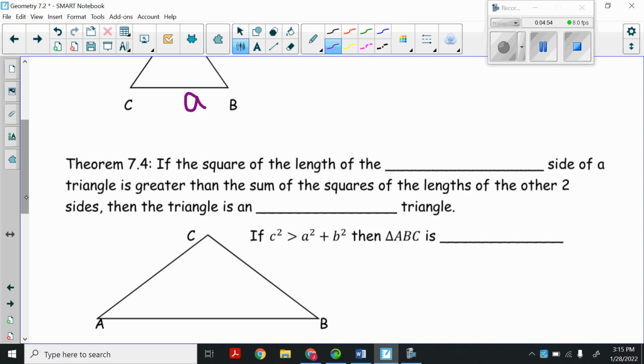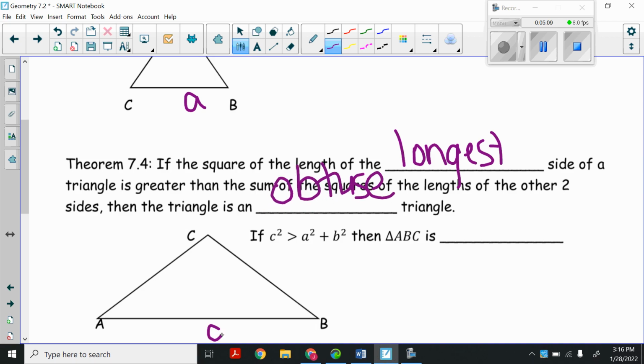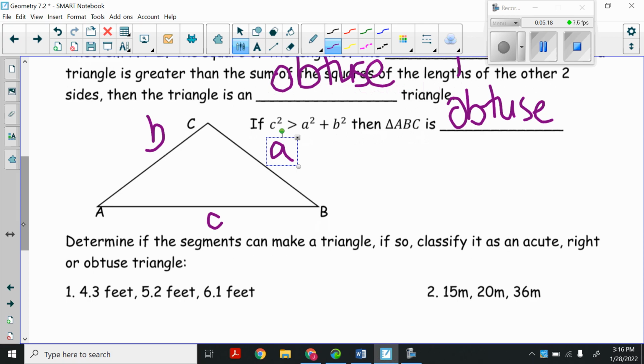Theorem 7.4: if the square of the length of the longest side of a triangle is greater than the sum of the squares of the lengths of the other two sides, then the triangle is an obtuse triangle. So if c squared is greater than a squared plus b squared, then the triangle is obtuse. If c squared equals, then it's right. If c squared is greater, obtuse, because greater than 90 is obtuse. If c squared is less, then less than 90, acute. So we're going to look at some examples like that.